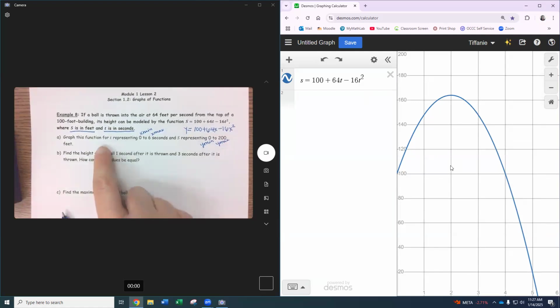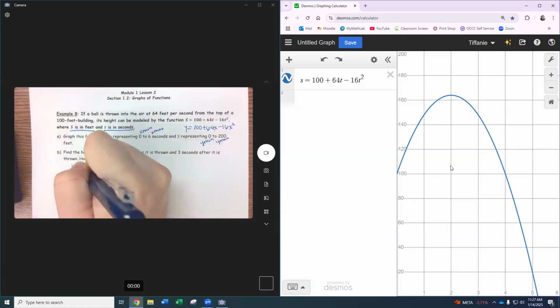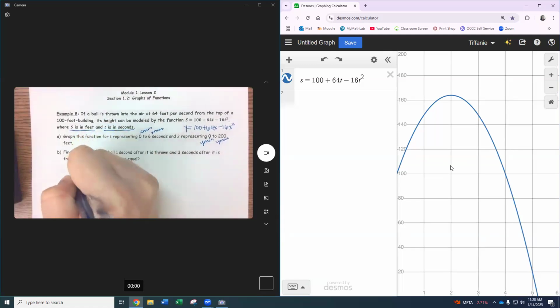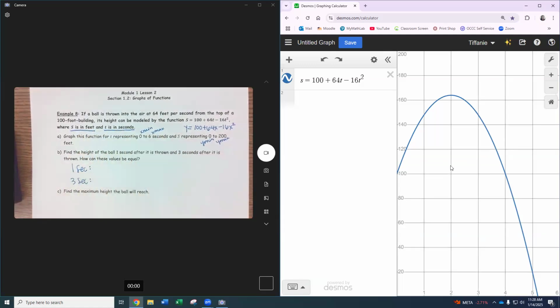So part A, graph the equation on this window, check, here it is. Part B, find the height of the ball after 1 second. Find the height of the ball 1 second after it's thrown and 3 seconds after it is thrown. Okay, so for 1 second and for 3 seconds. Now, when we are talking about time, is that represented by the x-axis or the y-axis?